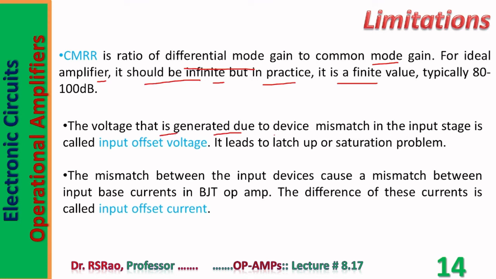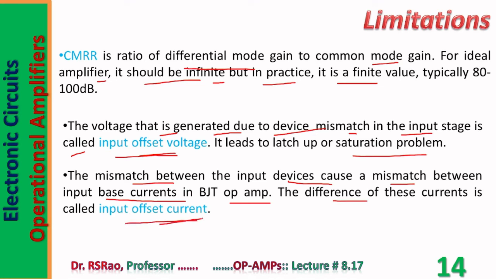The voltage that is generated due to device mismatch in the input stage is called input offset voltage. It leads to latch up or saturation problem. So this is another limitation. The mismatch between the input devices causes a mismatch between input base currents in a BJT op amp. The difference of these currents is called input offset current. So the existence of input offset voltage and input offset current are issues. These are problems one can find in practical real life amplifiers. These are not present in an ideal amplifier.